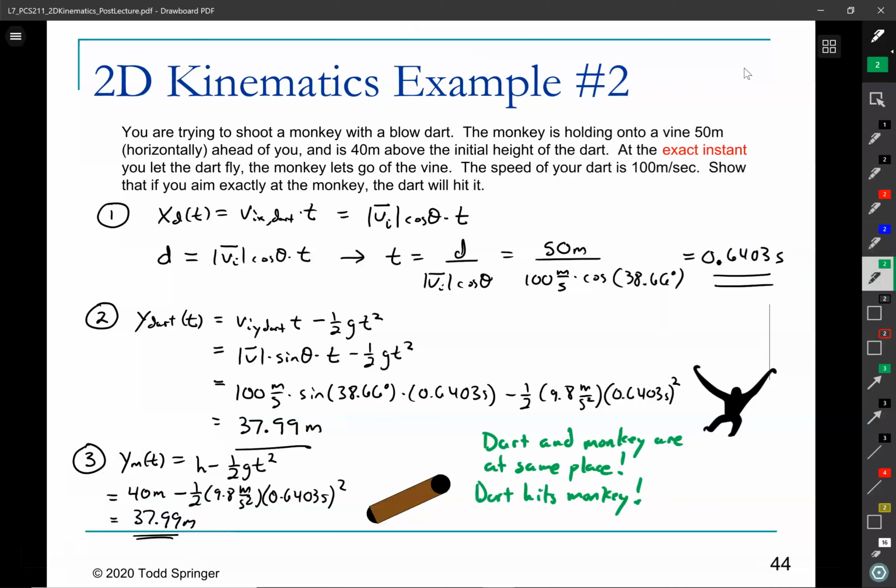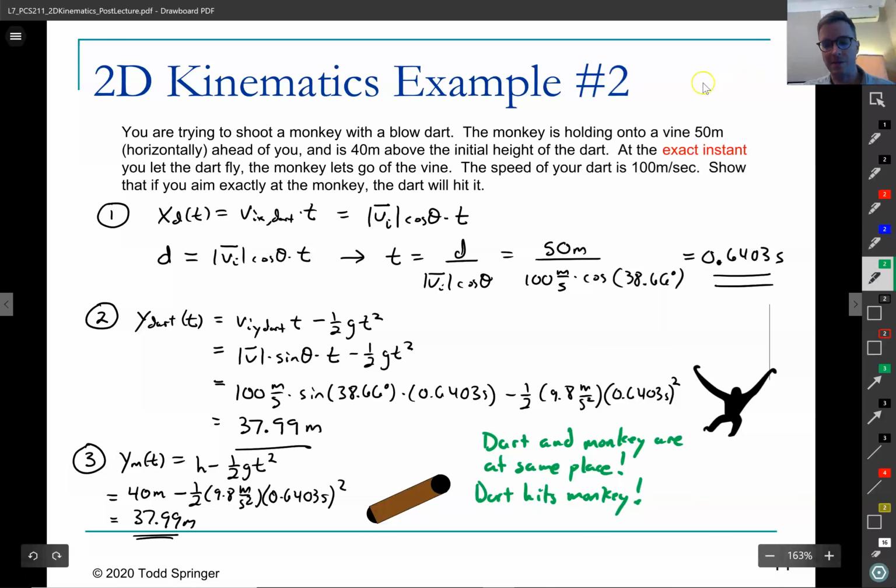So there we go. We were able to show that if you aim directly at the monkey, your dart and the monkey are both affected by gravity in the same way. And so if you aim directly at it, your dart will end up hitting the monkey. And if you don't believe me, again, you can watch a video. There's a really nice video posted in the links and videos section of D2L.